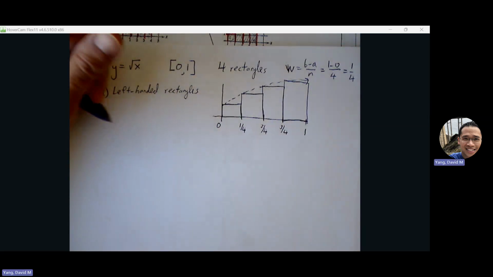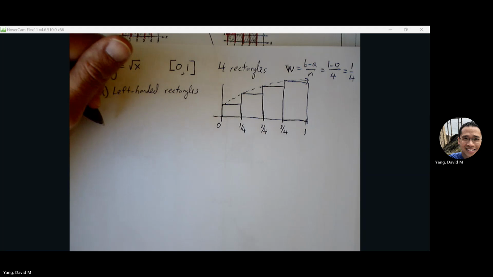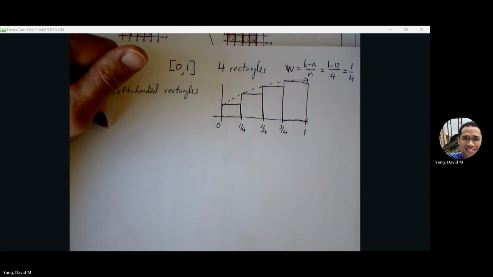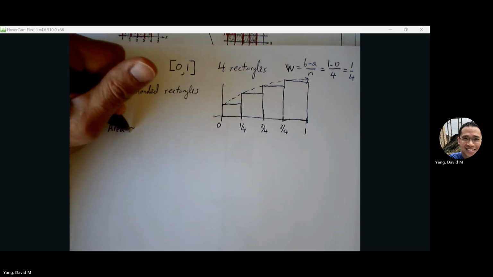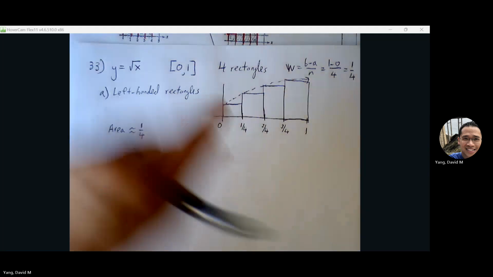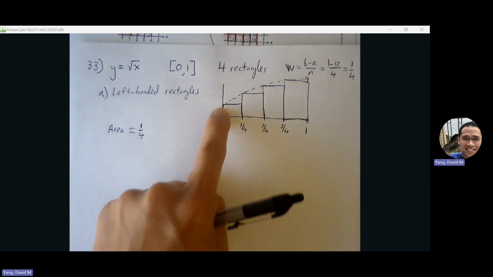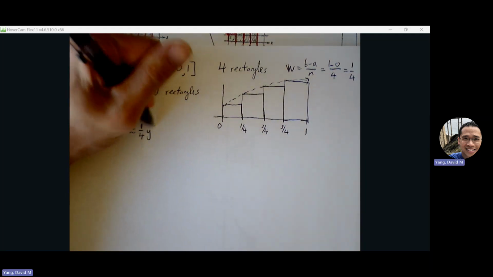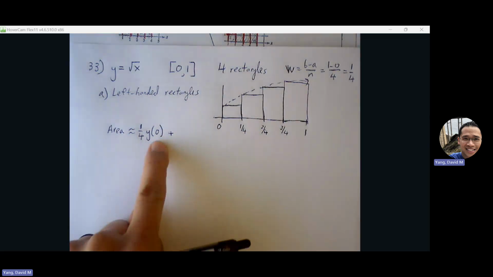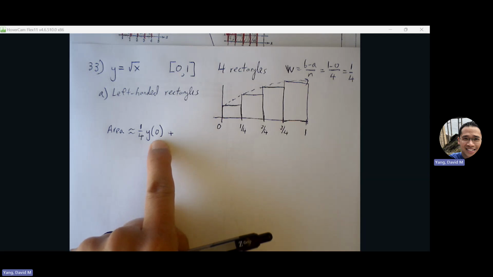So if I want to find my area approximation, my width is 1/4. And then my heights, I want to attach 0 into the function. So I'm going to say y of 0. I'm going to find the areas or the heights later. I just want us to practice using function notation first before we plug it in.